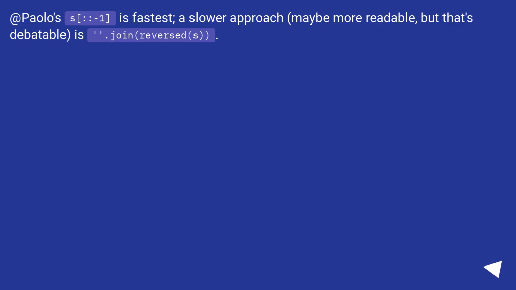[::-1] is fastest. A slower approach, maybe more readable, but that's debatable, is ''.join(reversed(s)).